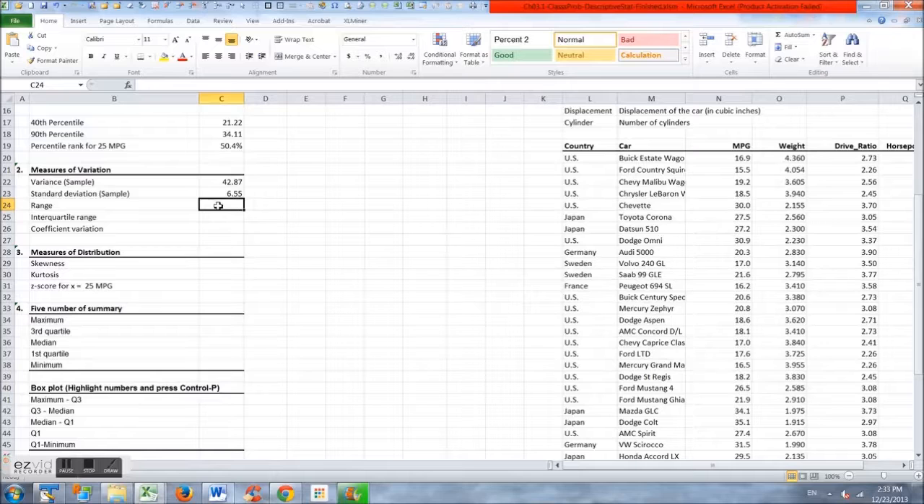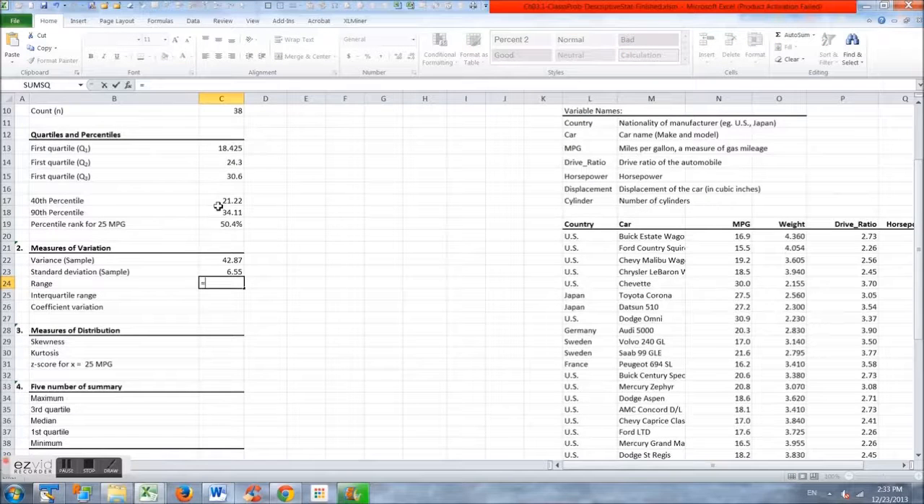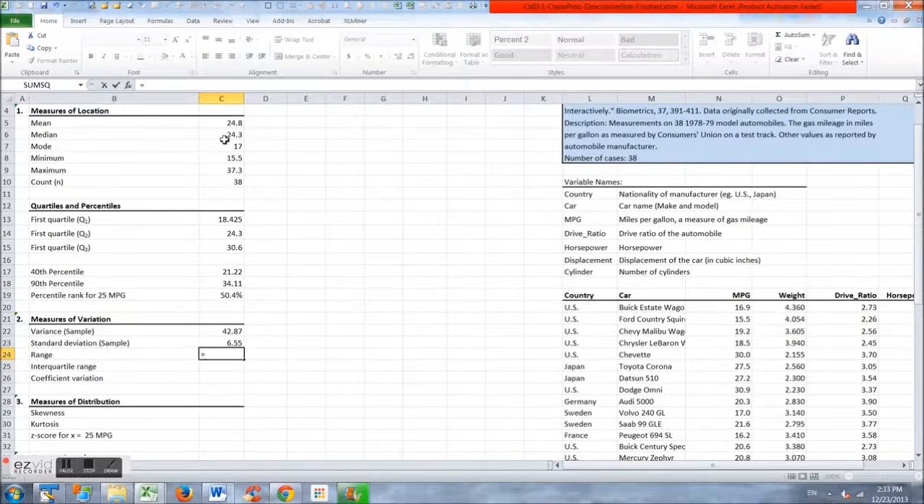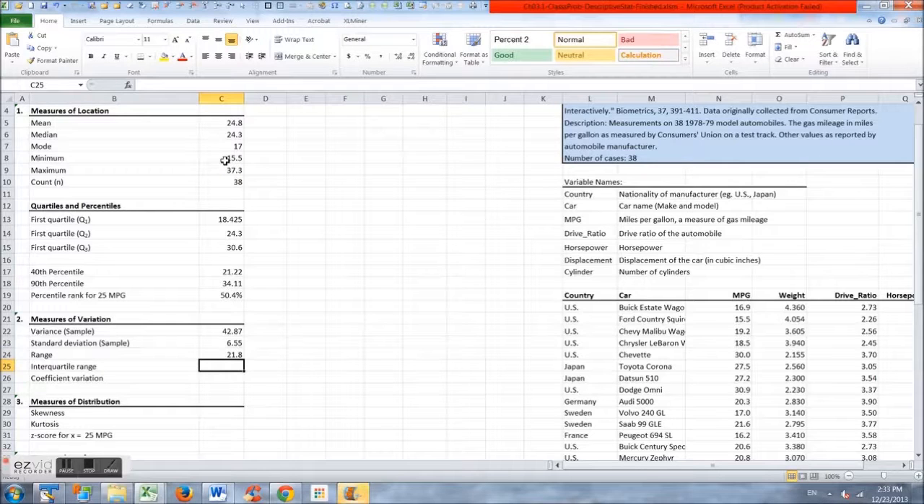Range is the difference between the maximum value and the minimum value, and there is no Excel function for that, so we have to set this up as a formula. You take the maximum value, we've already computed that here, minus the minimum value, so that will give us the range of the data.